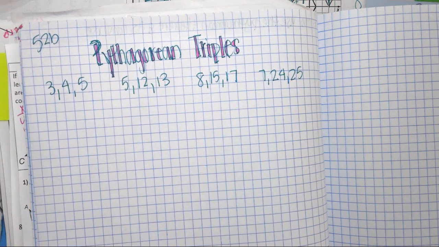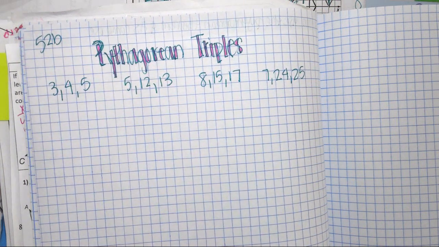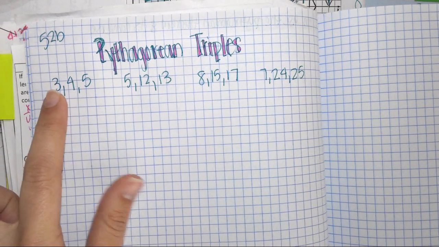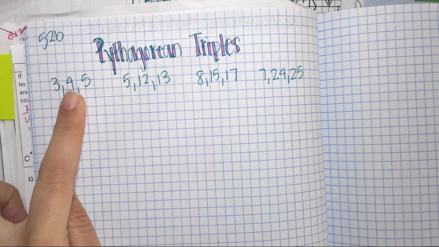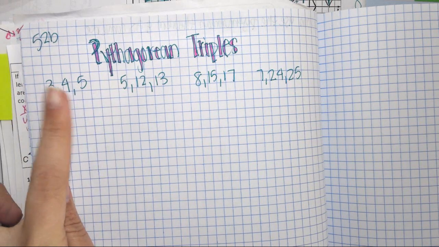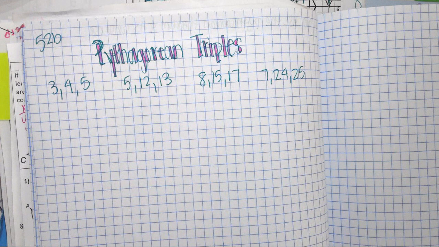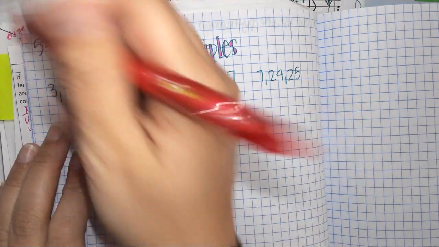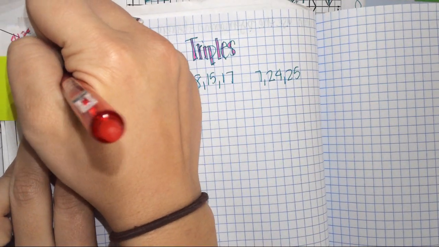Now, what a triple is: if you do 3 squared plus 4 squared, it's going to equal 5 squared. So what's 3 squared? 9. What's 4 squared? 16. What's 5 squared? 25. What is 9 plus 16? 25. Ta-da! That's a triple. Isn't it awesome? And the great part about it is you can do the multiples.